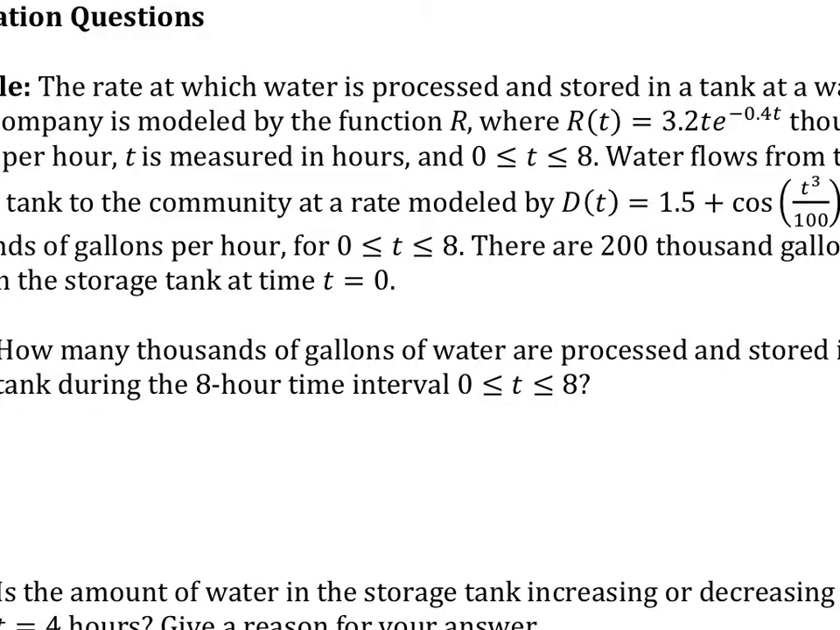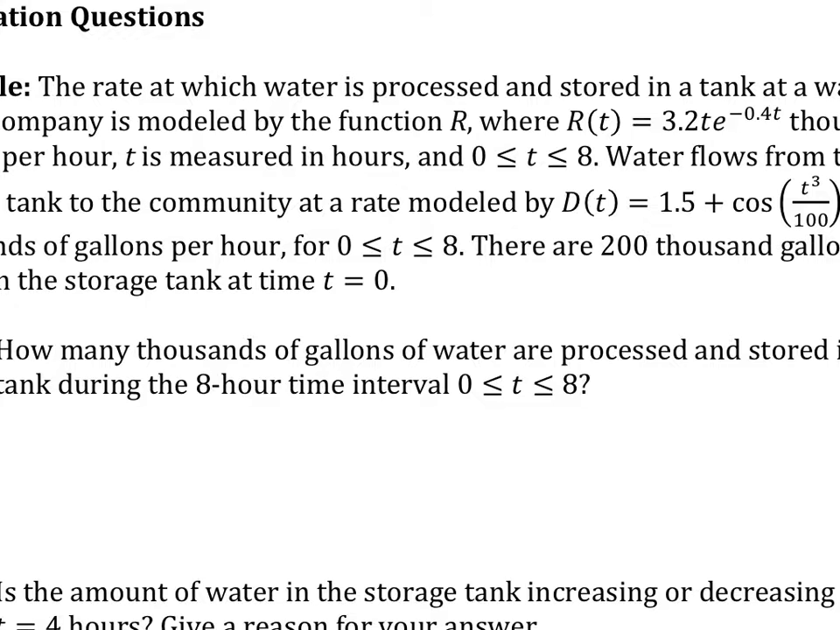Okay, first one, the rate at which water is processed and stored in a tank at a water utility company is modeled by the function R, where R is blah, blah, blah, thousands of gallons per hour. T is measured in hours and 0 to 8. Water flows from the storage tank to the community at a rate modeled by D of T equals something, thousands of gallons per hour for 0 to 8. There are 2,000 gallons of water in the storage tank at time equals 0. How many thousands of gallons of water are processed and stored in the tank during the 8-hour interval?